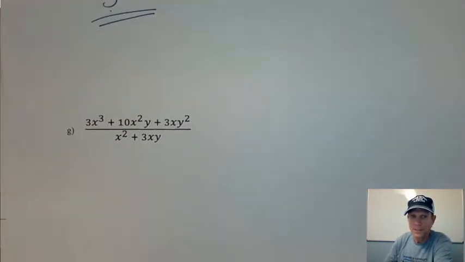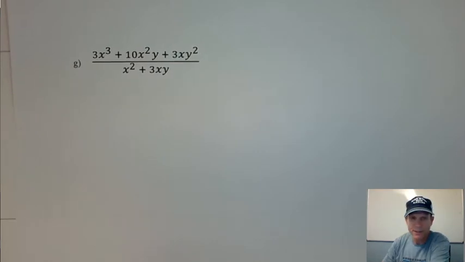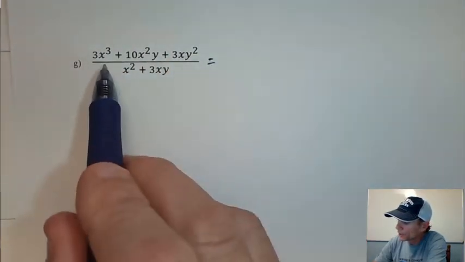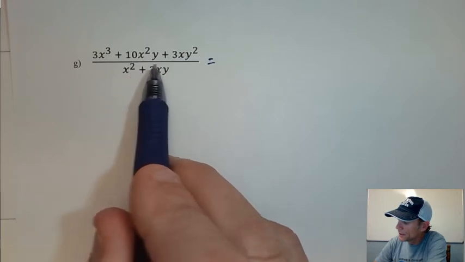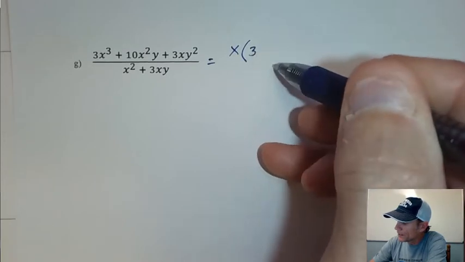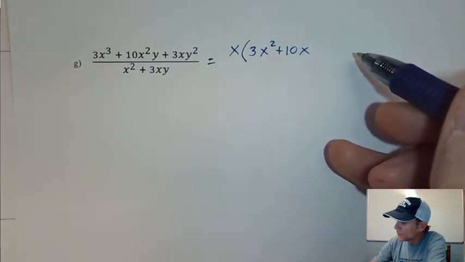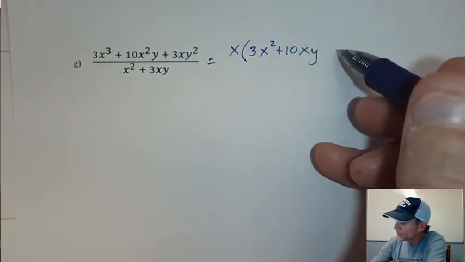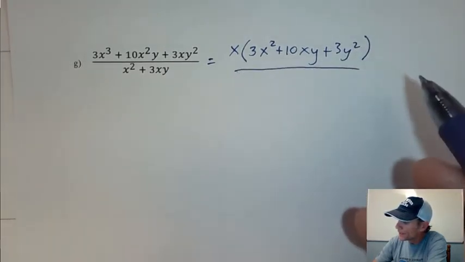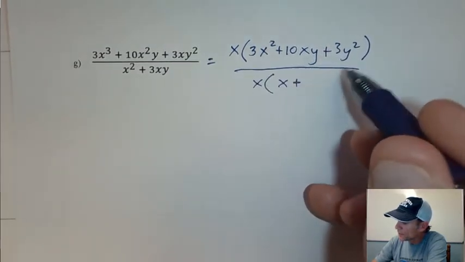Okay. And then on this last one here, for simplifying, you might recognize that we have a GCF in the numerator. So looking this over, they all have an x. So I'm going to pull out an x to get started. And then I have 3x squared plus 10xy plus 3y squared. Okay. Then in the denominator, I can pull out an x. So I have x and x plus 3y.